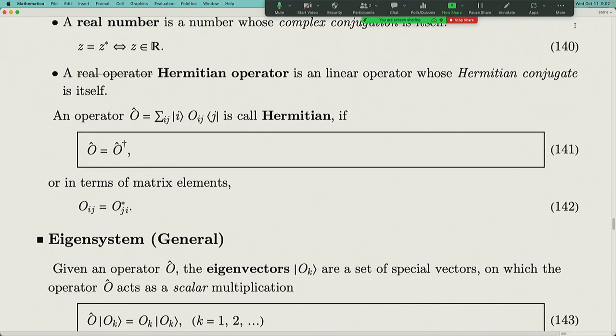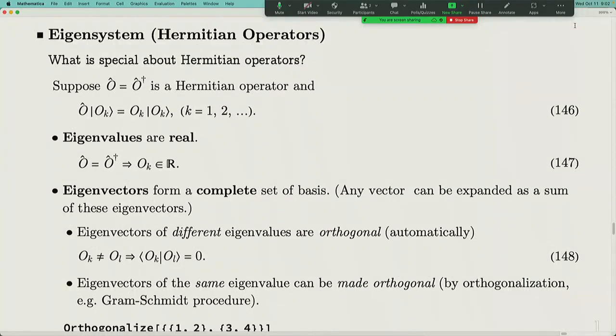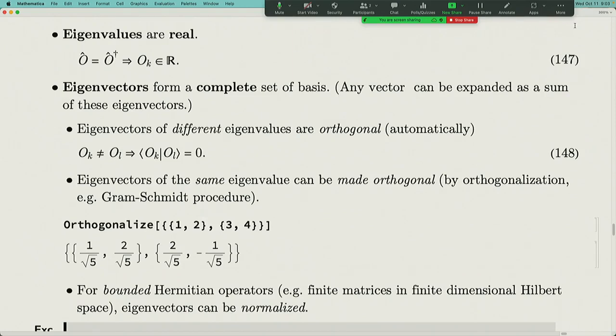There's a very nice property for the Hermitian operator: all its eigenvalues are real. So for Hermitian operators, the eigensystem has the following properties. All the eigenvalues are real, and all the eigenvectors, if they belong to different eigenvalues, are automatically orthogonal to each other, and of course you can choose to normalize them. If they belong to the same eigenvalue, they are not guaranteed to be orthogonal, but you can find all the possible eigenvectors with that eigenvalue and orthogonalize them. So they still form an orthonormal basis.